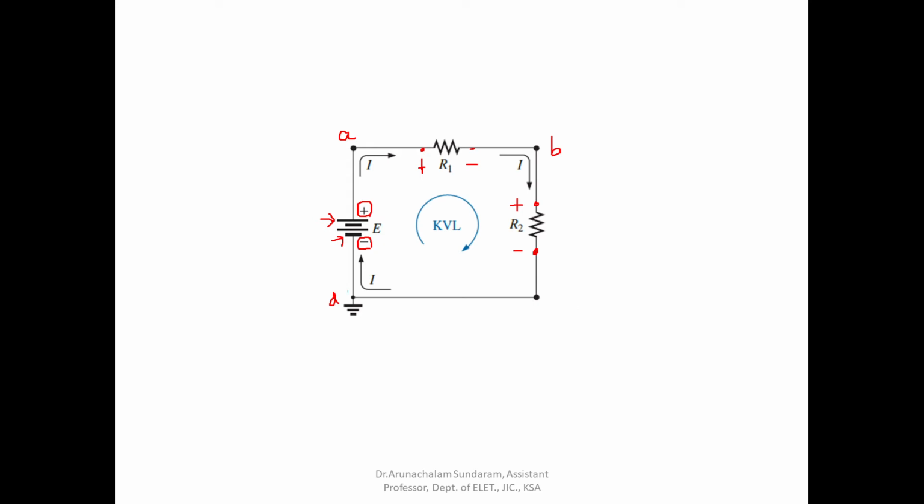So let me erase all of them and explain one more time. What is the first thing that you do in Kirchhoff's voltage law? Remember, you have to do two things. You have to mark the polarity for each and every element in the circuit. The next thing is to identify a loop where you have to apply Kirchhoff's voltage law. These are the two things that you have to do.